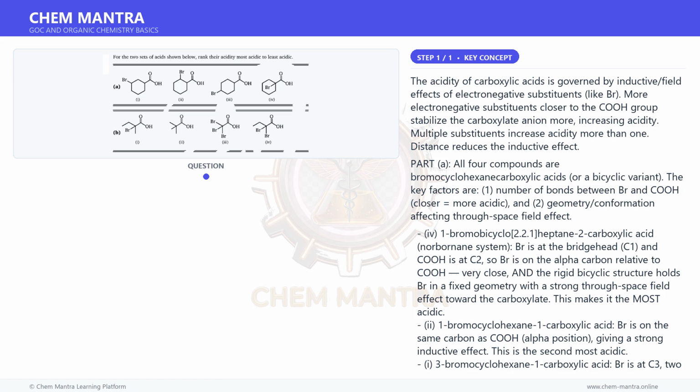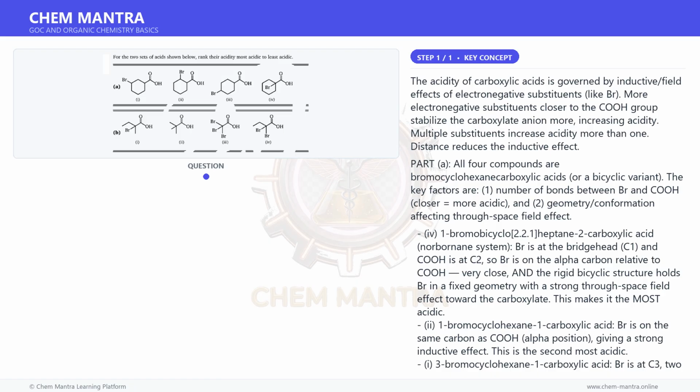4. 1-Bromobicyclo[2.2.1]heptane-2-carboxylic acid, a norbornane system. Br is at the bridgehead, C1, and COOH is at C2, so Br is on the alpha carbon relative to COOH, very close. The rigid bicyclic structure holds Br in a fixed geometry with a strong through-space field effect toward the carboxylate. This makes it the most acidic.